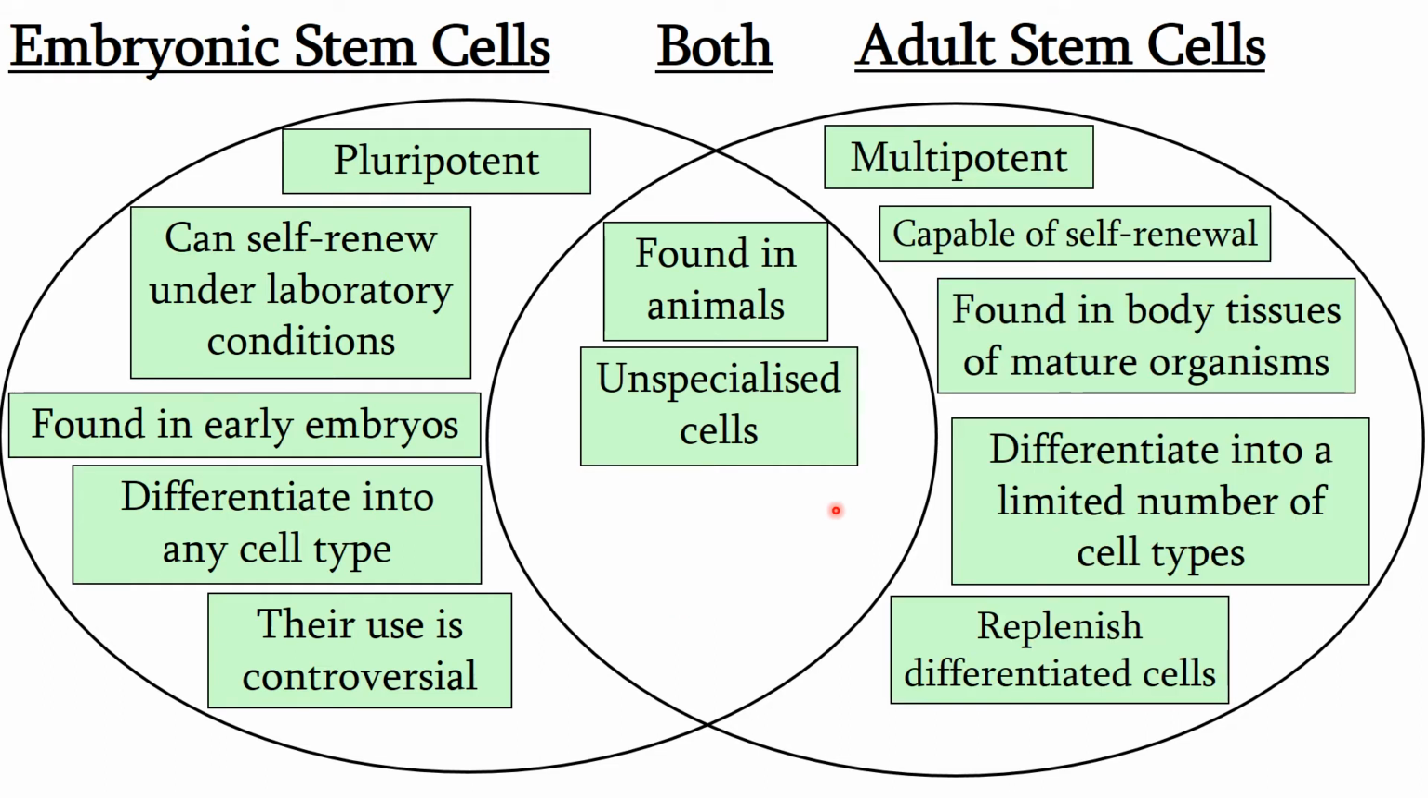And then for the adult stem cells: multipotent, capable of self-renewal, found in the body tissues of mature organisms, differentiate into a limited number of cell types, and replenish differentiated cells. And that's the first section of this, so just what cellular differentiation means and the differences between embryonic stem cells and adult stem cells. So time to go and do something else.